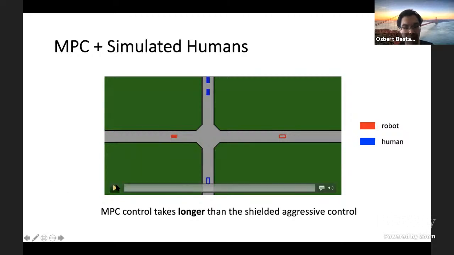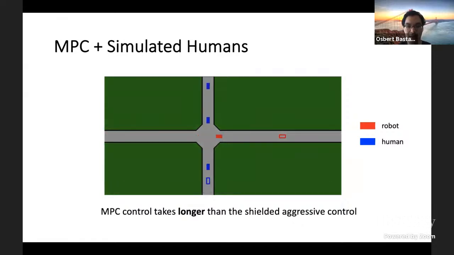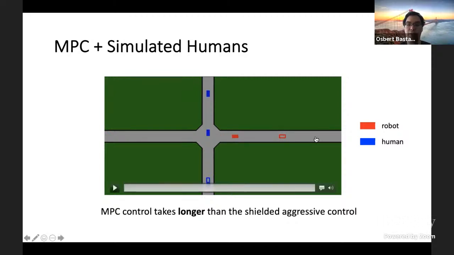I said we also compared to an MPC. The MPC, because it can't account for the fact that the human might brake in response to its actions, is actually going to be more conservative than the human. So it's going to slow down to let the human pass, even though it probably could have crossed the intersection first if it had been more aggressive.